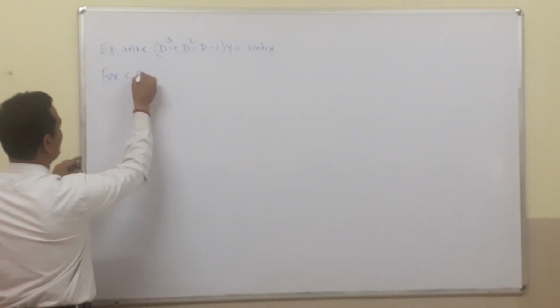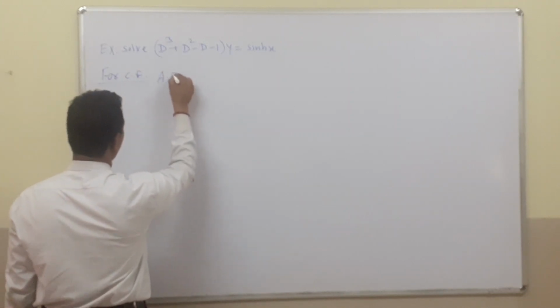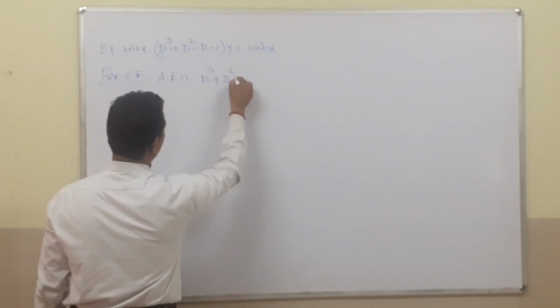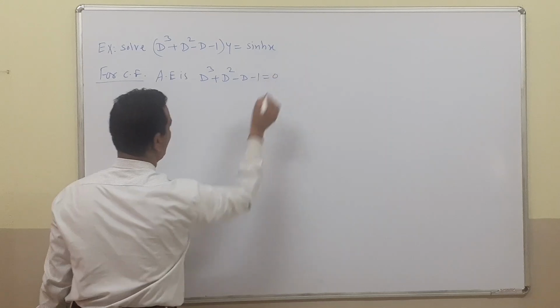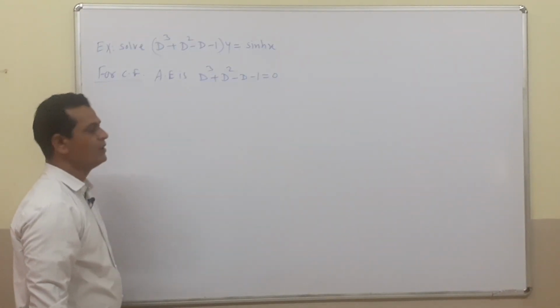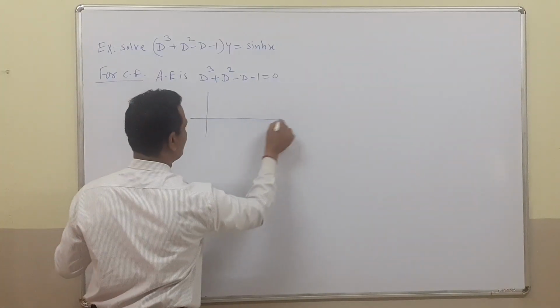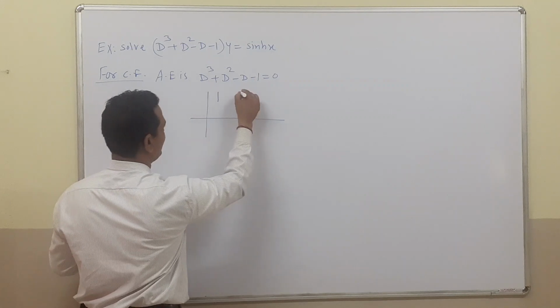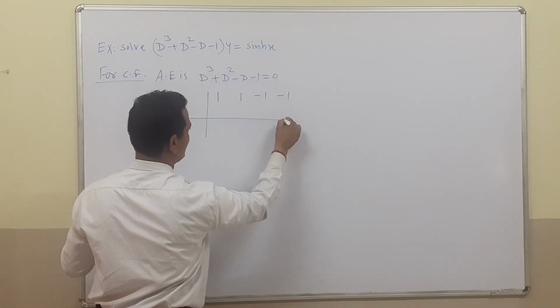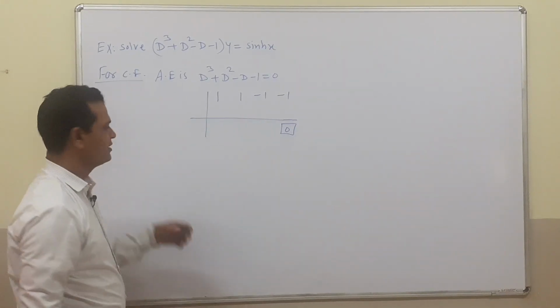Now to solve this equation, first find out the value of complementary function. For complementary function, the auxiliary equation is d cube plus d square minus d minus 1 is equal to 0. Now this is a cubic equation. We have to use the synthetic division method. The terms of d are in decreasing power, so directly write down the coefficients 1, 1, minus 1, minus 1. Multiply by a factor so that the remainder must be 0.